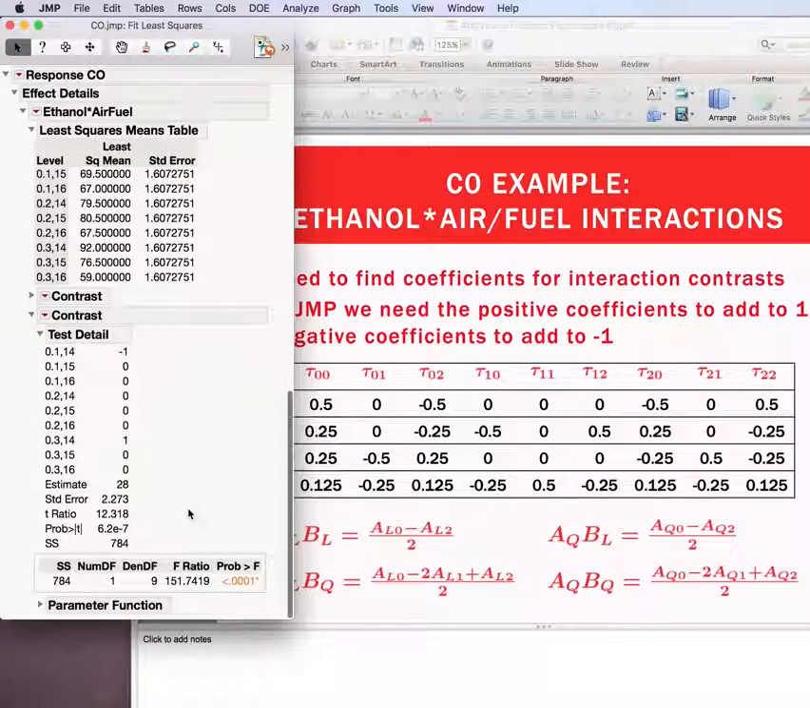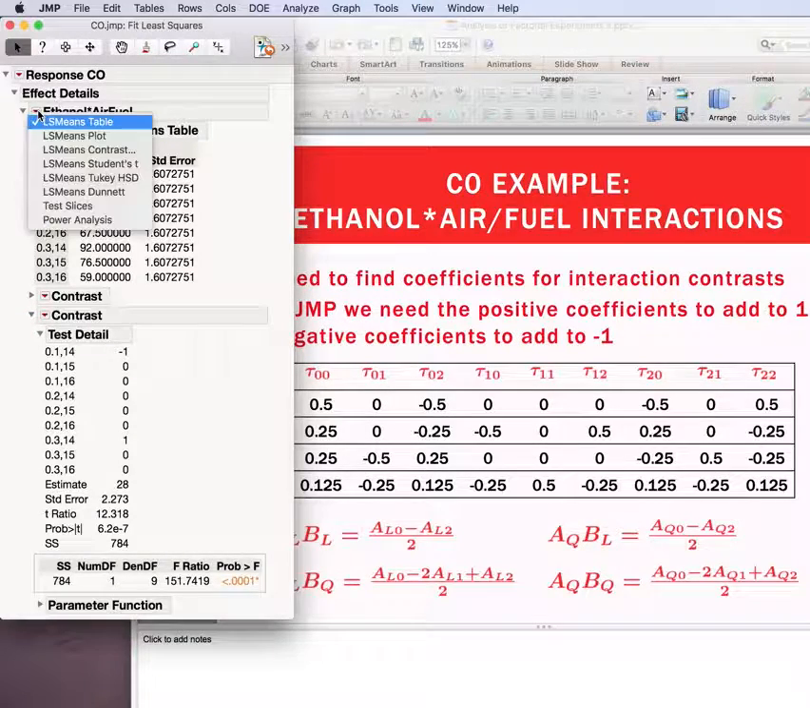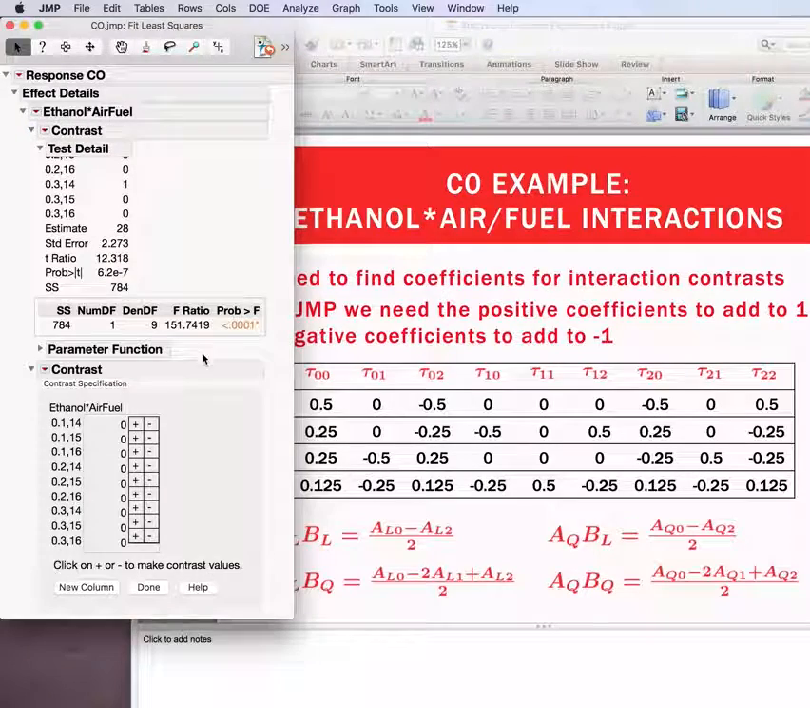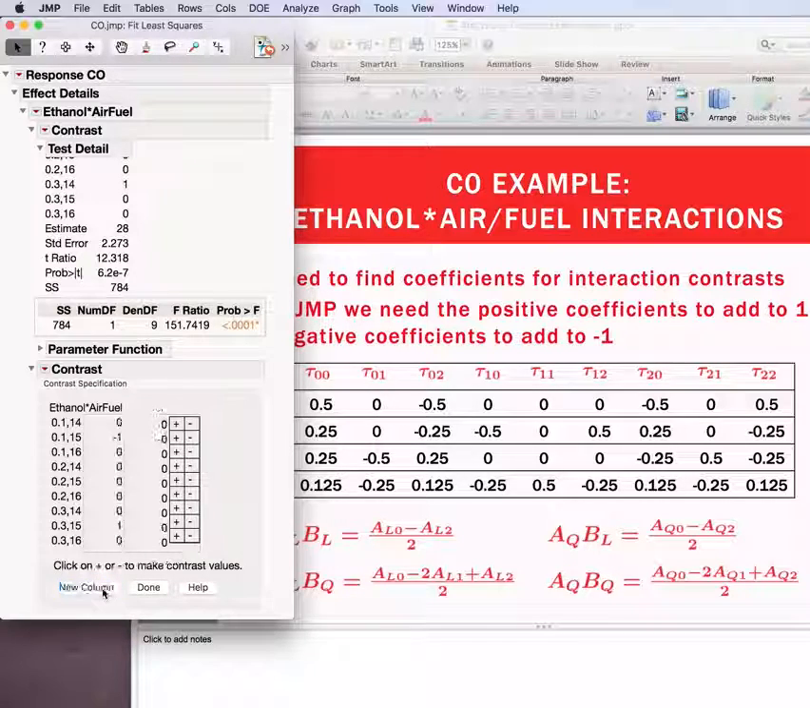And that has a huge sums of squares. The estimate is 28. So this is the linear effect as I go from the high level of ethanol to the low level of ethanol at air fuel 14. And so if I try to do the same comparison, let's say, but at level 15, and let me do it also at level 16. So high level 16, low level 16.